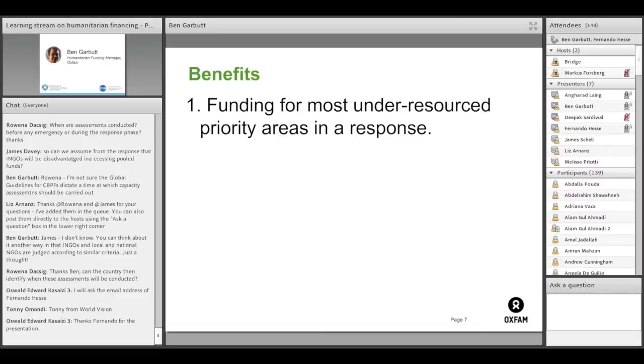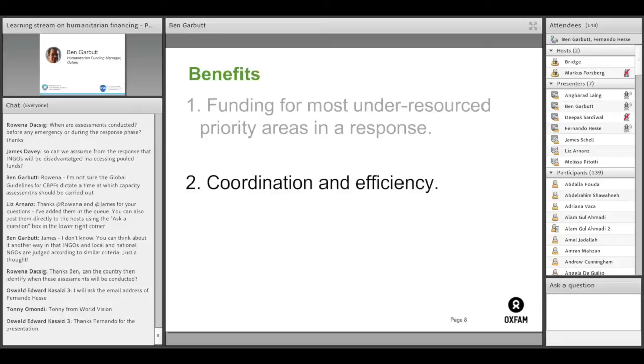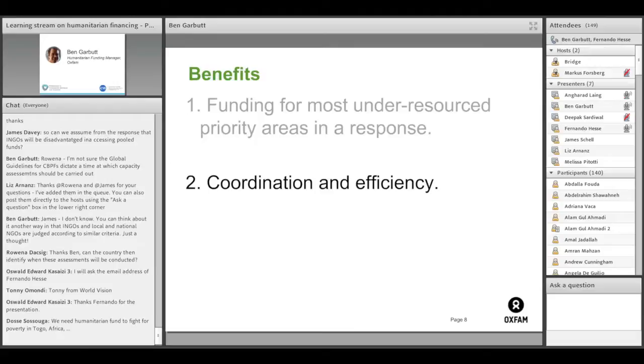Leading to the second point, which is that the CBPF should introduce an element of coordination and efficiency. So the improved coordination should facilitate an inclusive and efficient humanitarian response on the ground. That's the theory. No one's claiming that it happens systematically, of course, but I think that CBPFs and their relationship to the HRPs does help the overall coordination and efficiency of the response.